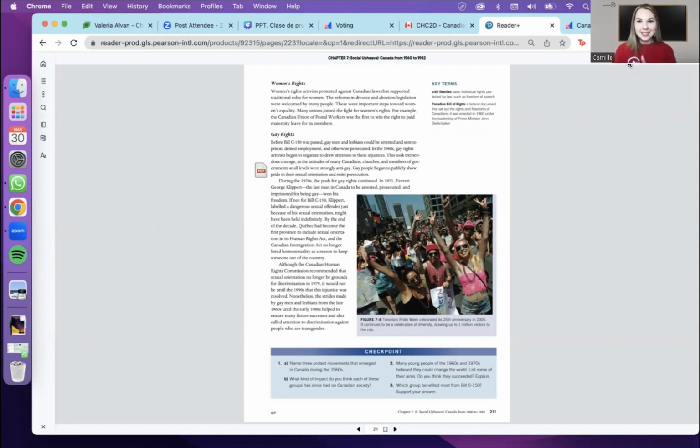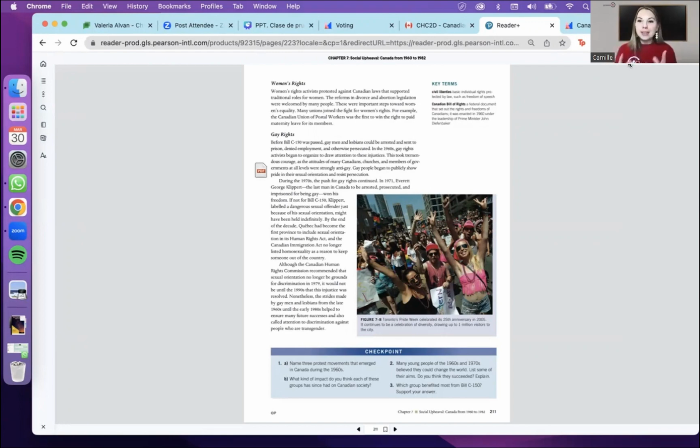So in the 1960s, we see groups of hippies, if anyone's familiar with the term. I know it's often a Halloween costume now, with the flowing dresses and the big hair and the glasses and the flowers. But in the 1960s, gay rights activists began to organize and draw attention to these injustices.